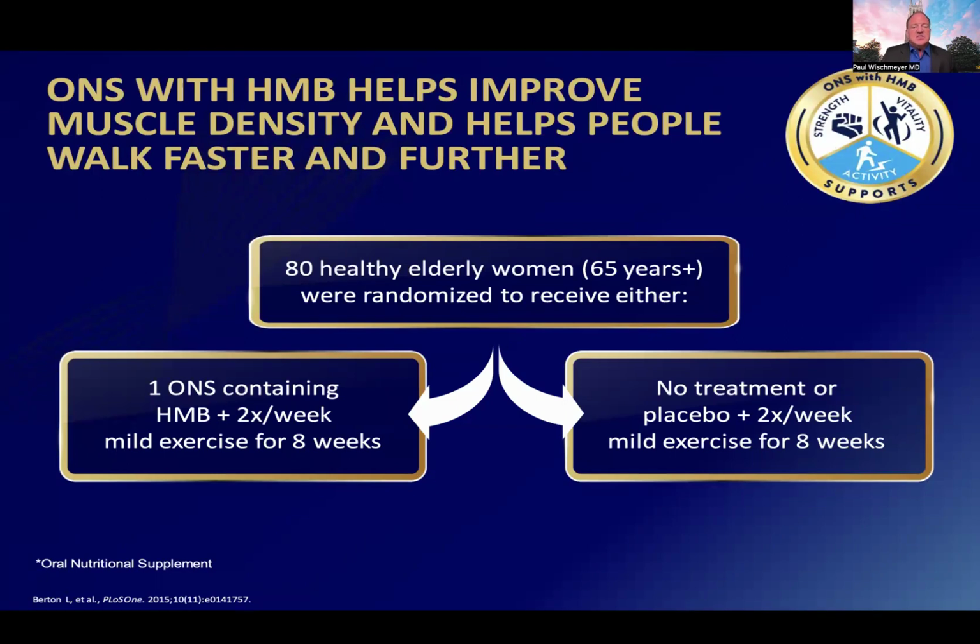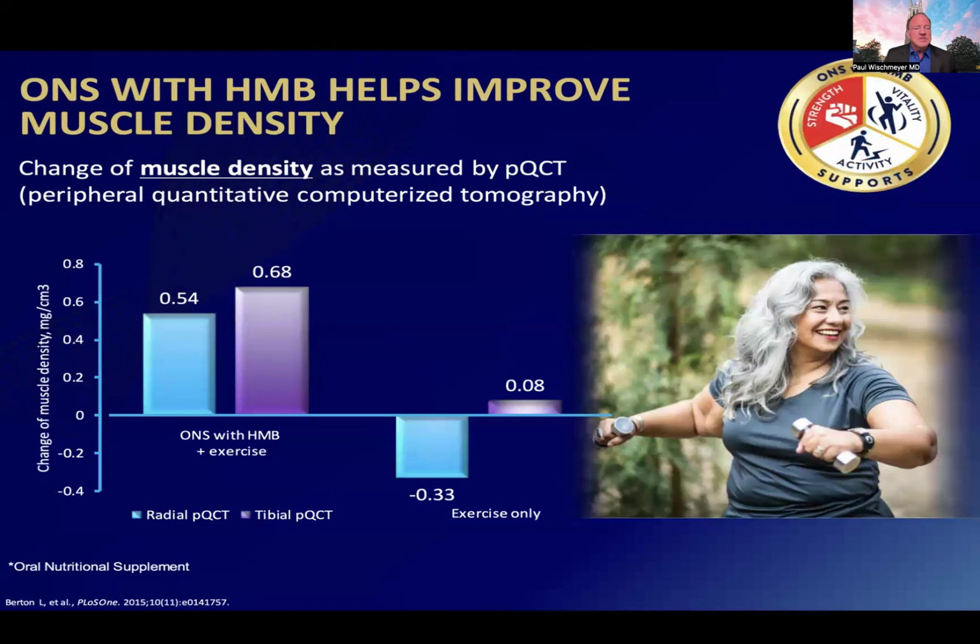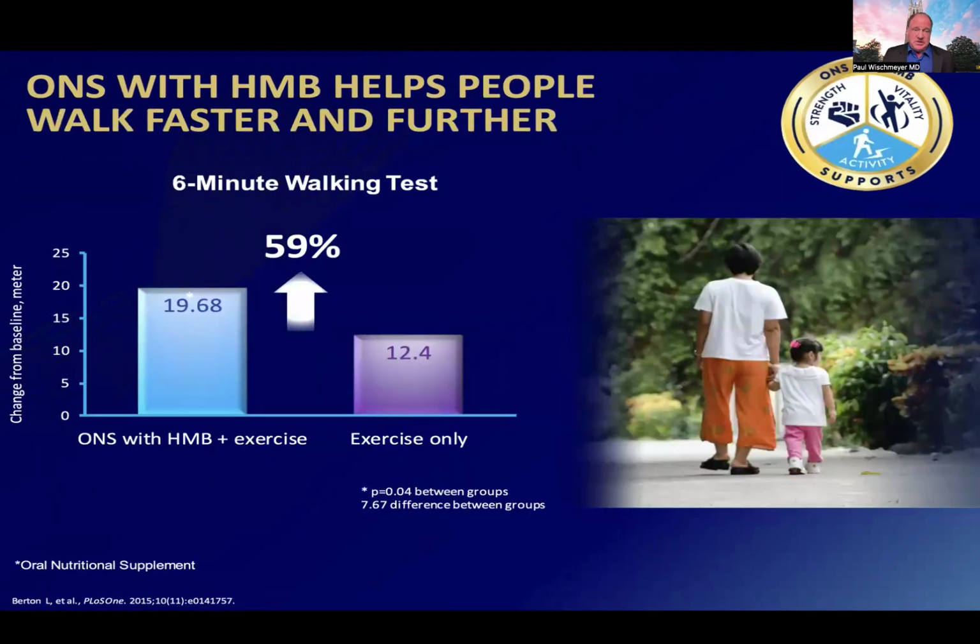And there's a lot of good data in a range of patients to show the benefit of this intervention. So this is one study that was looking at healthy elderly women. These weren't sick patients. These were just elderly people. And it looked at HMB versus a placebo, both receiving exercise. And so what they found was there was significant improvement in muscle density in the patients that received HMB, as monitored by CT. And most importantly, there was a significant 60% improvement in their 6-minute walk test distances.